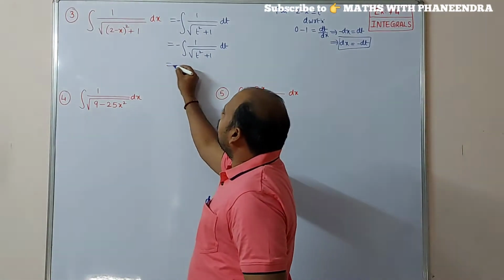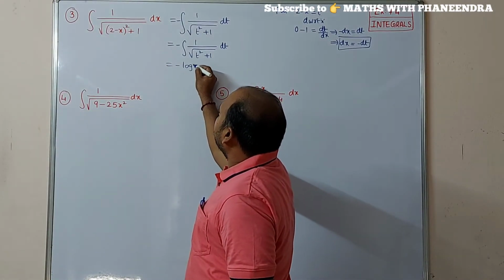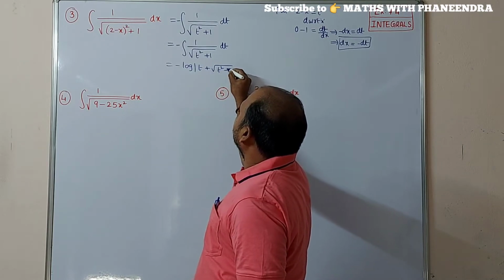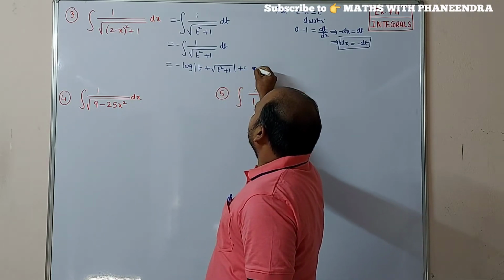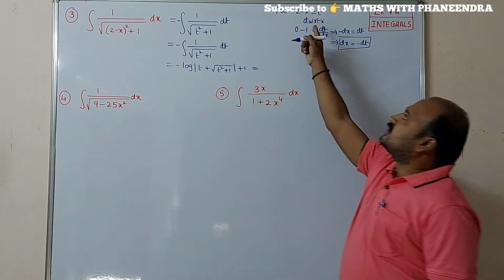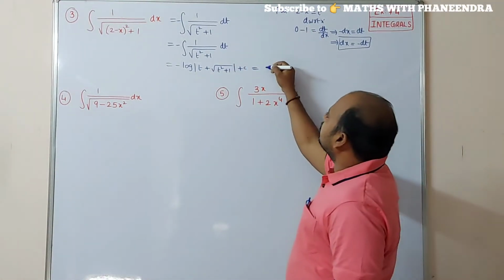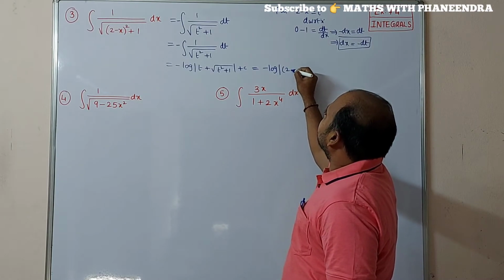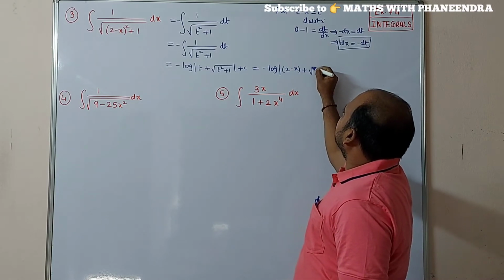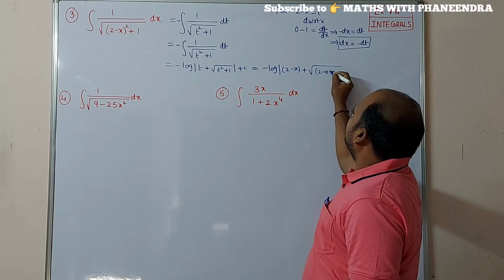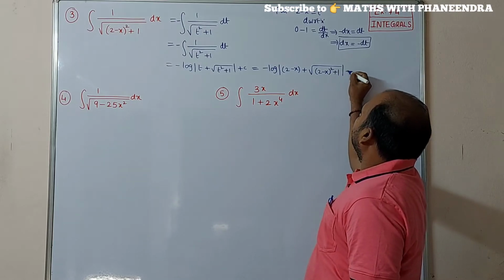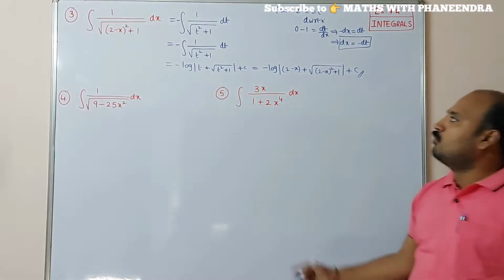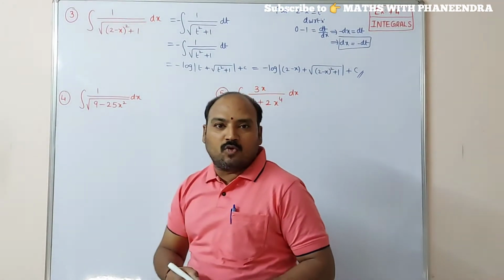That is equal to minus log mod t plus root of t square plus 1 plus c. Wherever t is there, you have to replace with 2 minus x. So minus log mod 2 minus x plus square root of (2 minus x) whole square plus 1 plus c. That's all. We'll move on to the next question number 4.